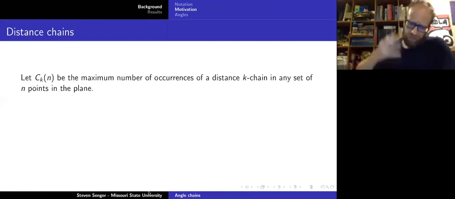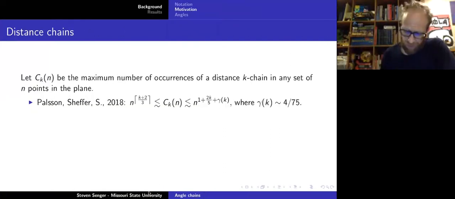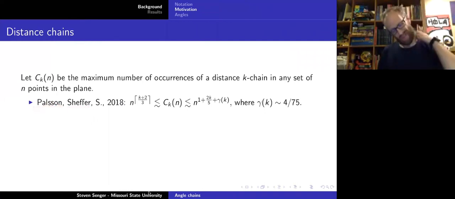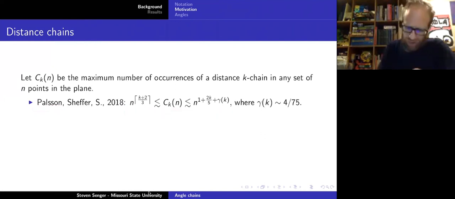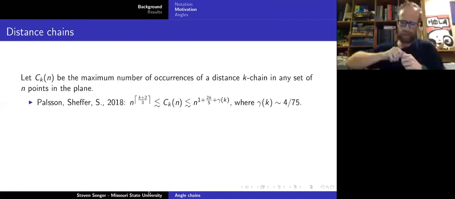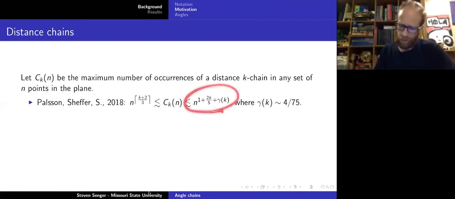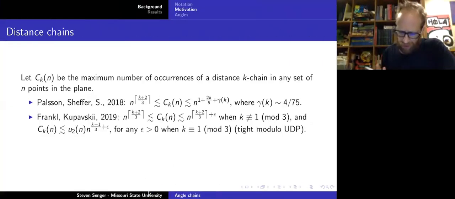If I add new notation, let this C_K, C for chains, be the maximum number of occurrences of a fixed distance K chain in any set of endpoints in the plane. Then with A.V. Powelson and Adam Scheffer, this would have been 2017 and 2018, we showed the following, which essentially says you can get a set in 2 dimensions that has more and more chains as K gets longer, but there's an upper bound. Again, I'm not asking that you take this too seriously.